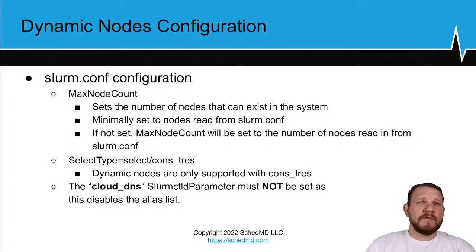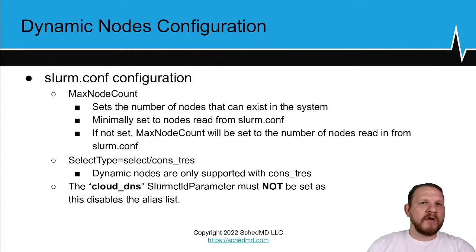The second configuration is the MaxNodeCount. So this is going to set the total number of nodes that can exist in the system. And so this is minimally set to the number of nodes that are in your slurm.conf file. So if you're going to add dynamic nodes, you need to make sure to set that above what that amount is in your slurm.conf. If you don't set a MaxNodeCount, it will just automatically set it to be the total amount that's in your slurm.conf already. So any dynamic registrations just won't work because you're hitting that max node count. So that's important to kind of estimate what you think that amount is that you're going to be dynamically adding.